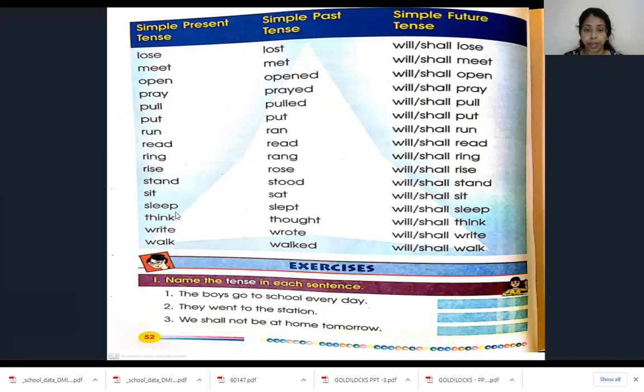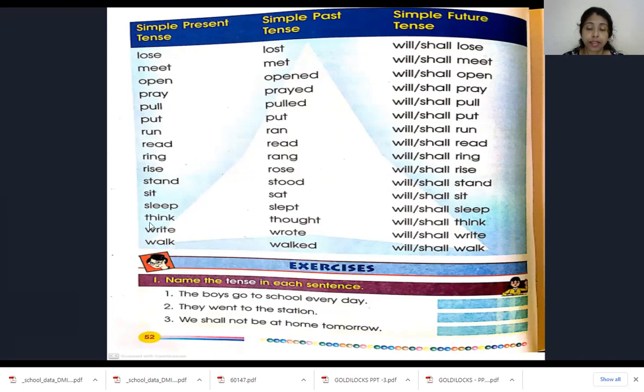Next word is sleep. For present form, the word will be sleep, but for the past form, it will change into slept. Sleep, slept. In the future form, it will be will sleep or shall sleep.